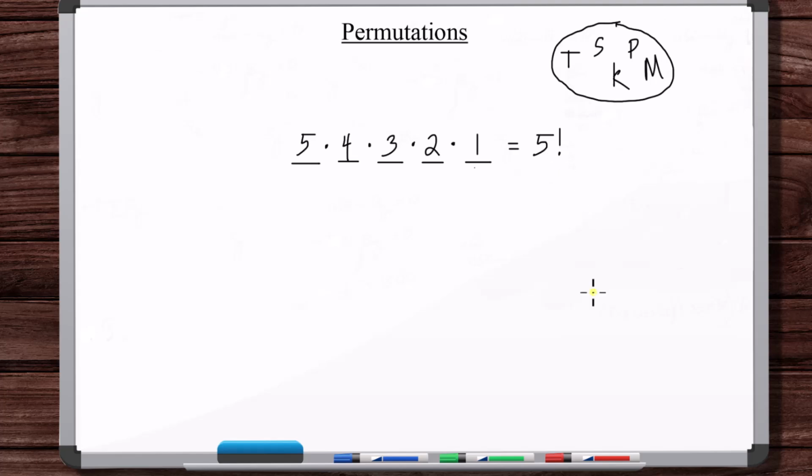Now, what's important to note here is that if we had Tim first, then Sally second, and then whatever else, well, we're also counting if Sally was first and Tim was second, right? That's the different arrangements. The order matters here. That's the whole point of this, okay?